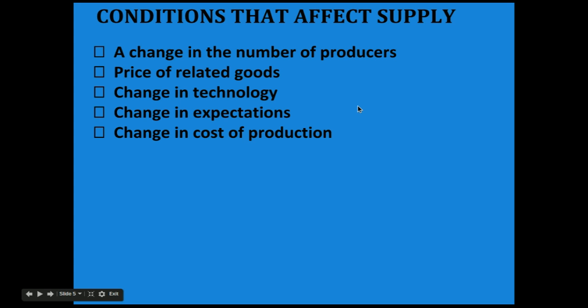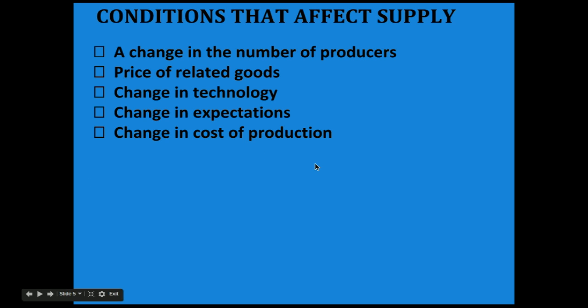Change in expectations. People might have certain expectations about a particular product. For example, nowadays there's a lot of talk about organic products. So if you go to the grocery store, you may choose organic over non-organic products. That also would affect supply. So maybe if you own a little fruit stand, you're going to notice that people are wanting these organic products and you might not be selling as many of the non-organic ones, so you need to increase your supply of organic products.